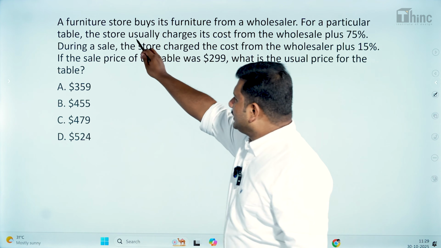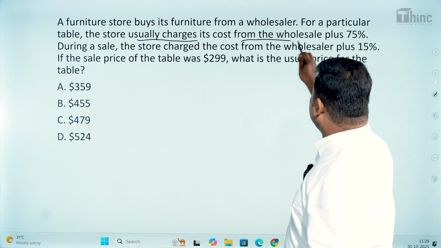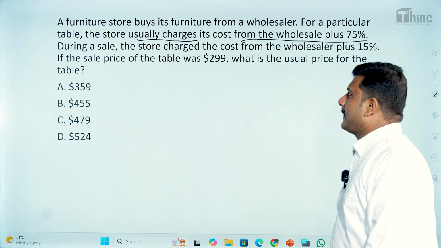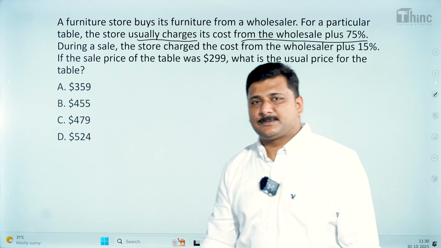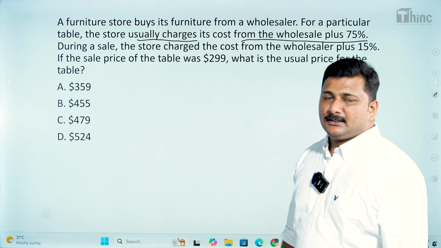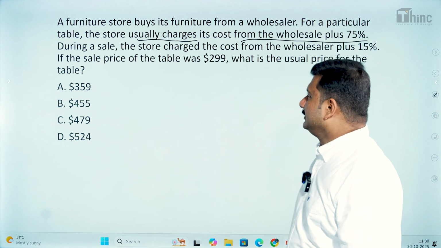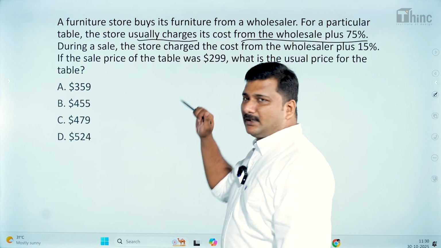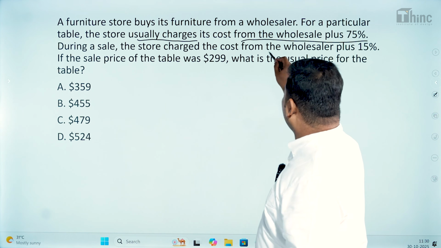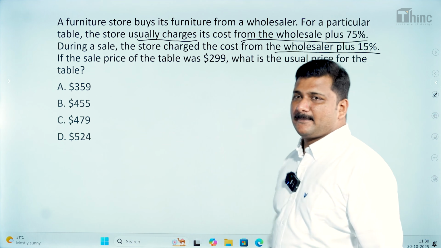So the store usually charges the cost from the wholesaler plus 75%. They usually increase the wholesale price by 75%, and that's the price at which they usually sell it. Now during a sale, what are they doing? They are charging wholesale price plus 15% only.